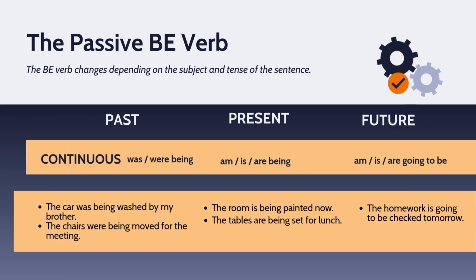Here are some example sentences for the continuous tenses. The car was being washed by my brother. The chairs were being moved for the meeting. The room is being painted now. The tables are being set for lunch. The homework is going to be checked tomorrow.